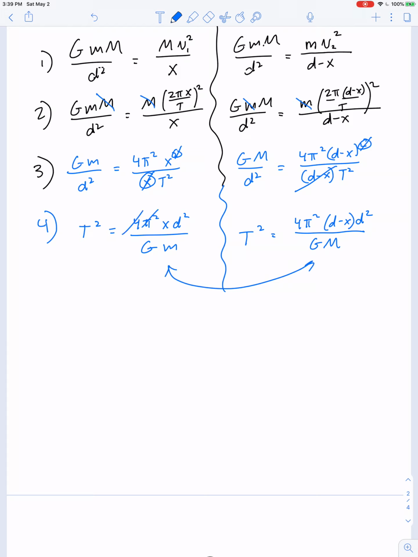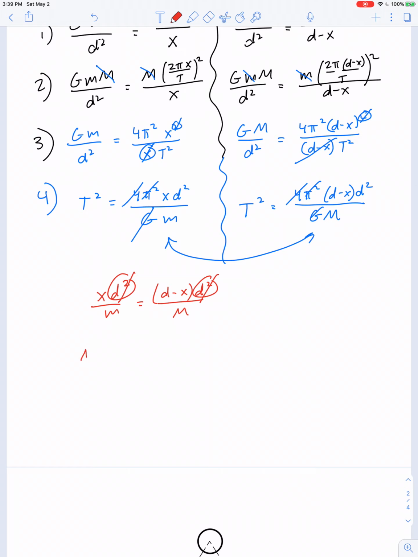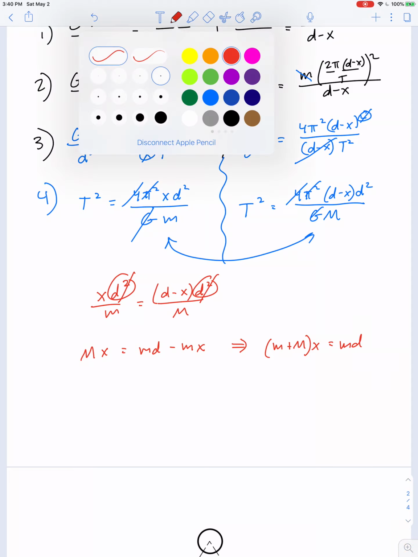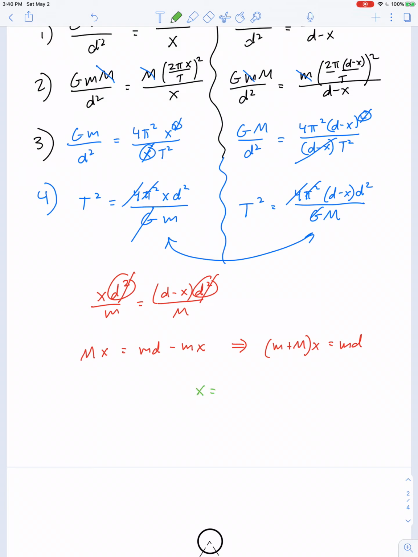When I do that, the 4 pi squared cancels out, the capital G cancels out, and we're left with an expression that says x d squared over lowercase m equals (d minus x) times d squared over capital M. Actually, the d squared even cancels out, and now we have capital M x is equal to lowercase m d minus lowercase m x, which leads to an expression that says (lowercase m plus capital M) quantity times x is equal to lowercase m d, and that can be reduced to x equals m d over (m plus M).